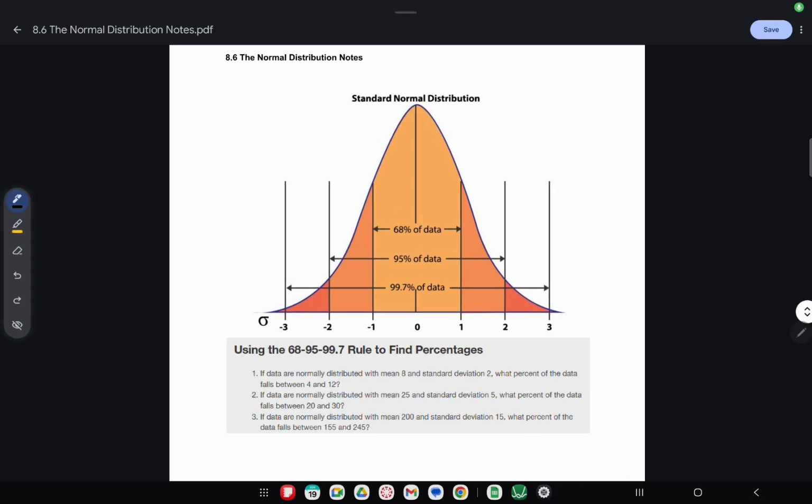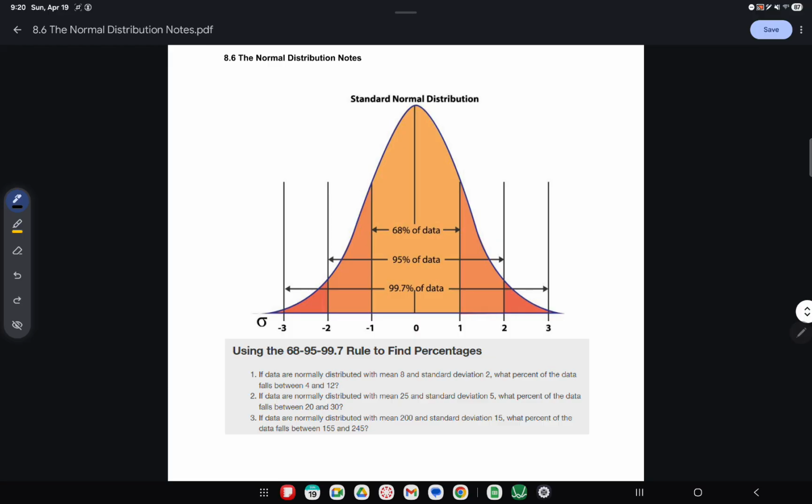Right, we're going to look at the normal distribution or the standard normal distribution. The thing about this is that if our data is normally distributed, it creates this bell curve here, right? And it's pretty symmetrical on both sides. There's not any skewing to either direction. So this normal distribution has some properties with it. It's usually centered at the mean.